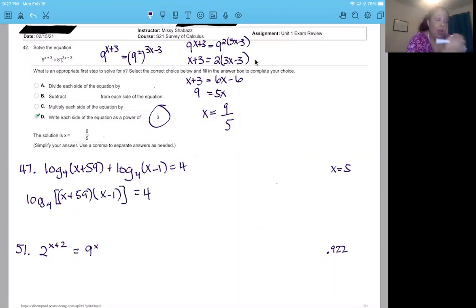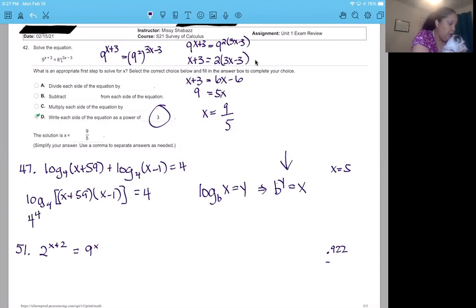equals 4. All right, now, since I don't have a log on both sides, I have to rewrite it in exponential form. And let's remember that if I have log base b of x equals y, then b to the y equals x. So I want to write it in this form here. All right, so I have 4 to the 4 equals x plus 59 times x minus 1.